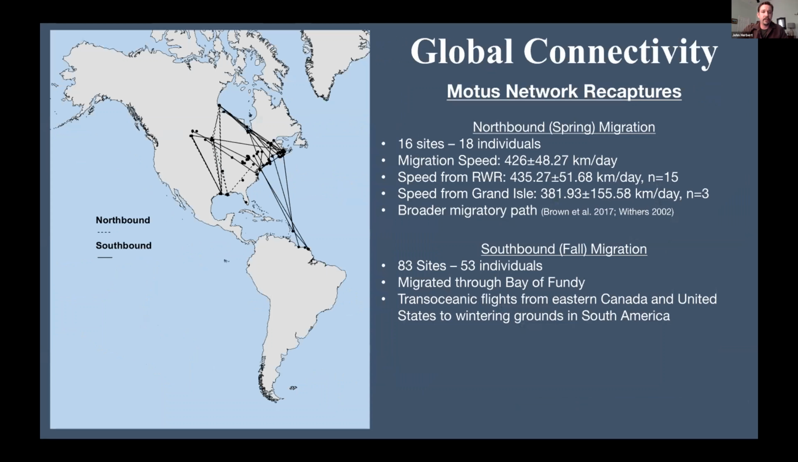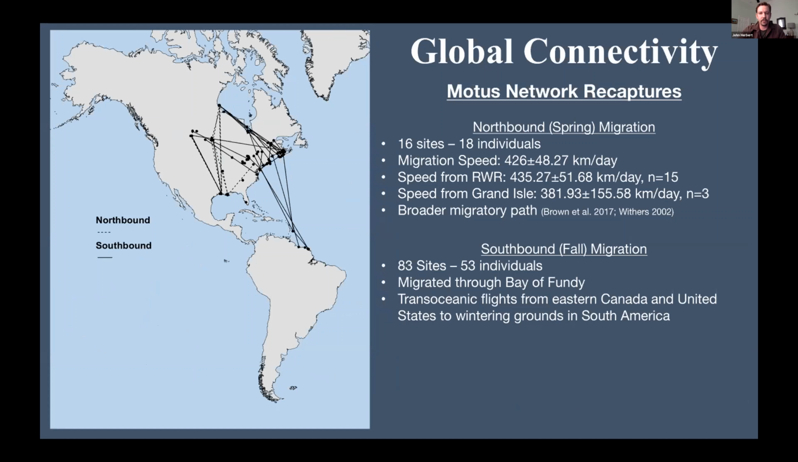So for our global connectivity, this figure here shows our connecting flights that we received using the MOTUS network. These dashed lines are northbound migration, solid lines are southbound migration. For our 18 individuals, so a lower sample size during northbound migration, they averaged a little over 400 kilometers a day. Slightly faster migration speeds out of Rockefeller than Grand Isle.